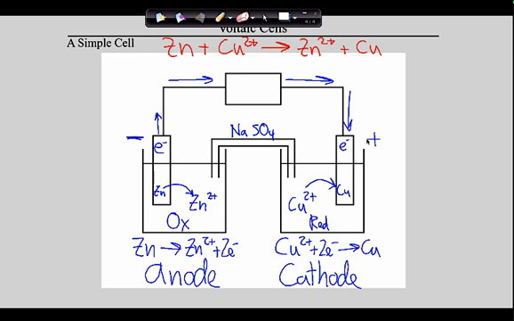Okay, now, guys, think about it this way. Why do electrons do that? Why do electrons flow from negative to positive? Good, it's spontaneous.